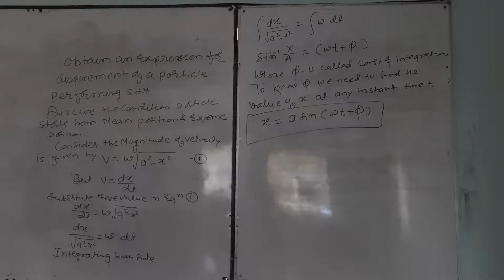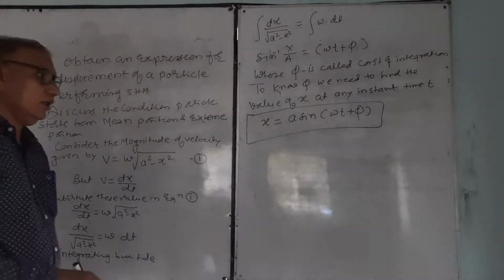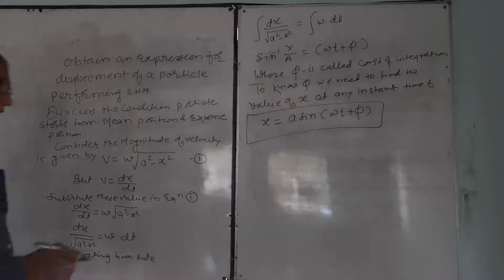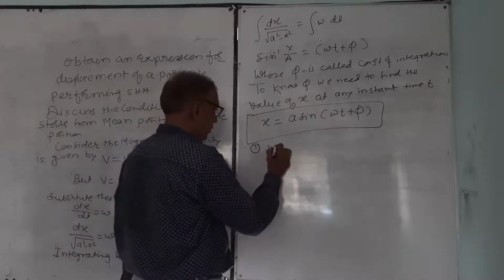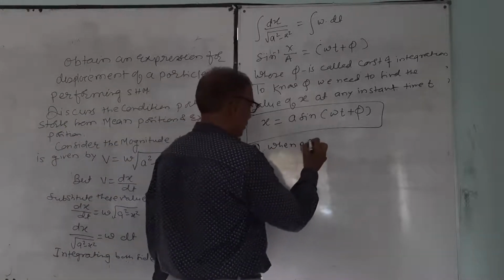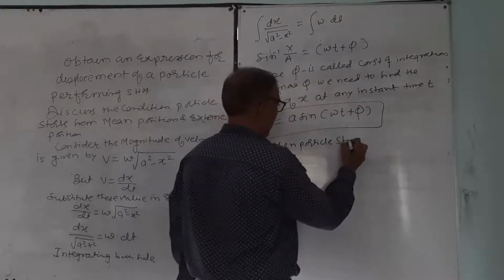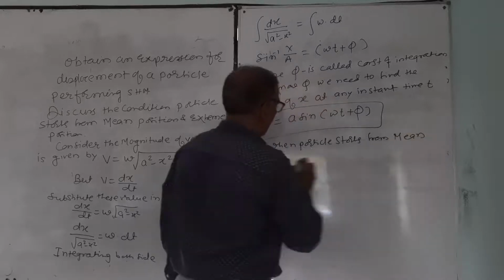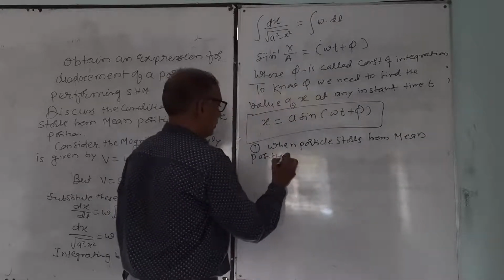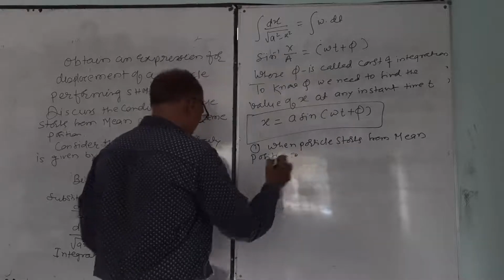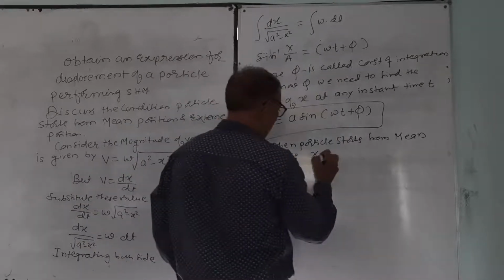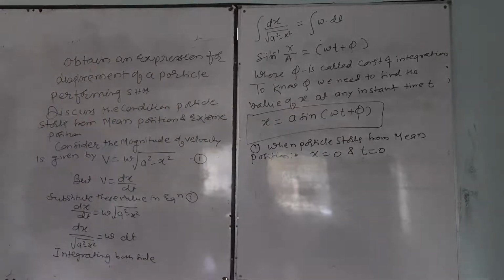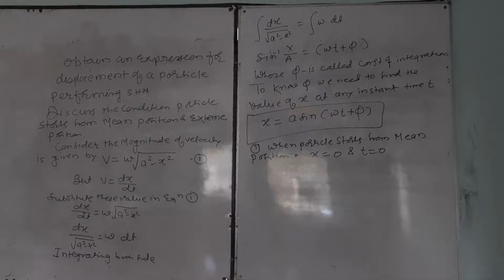After that, we will discuss conditions for minimum and maximum. First condition, when the particle starts from mean position: x is equal to 0 and t is equal to 0.